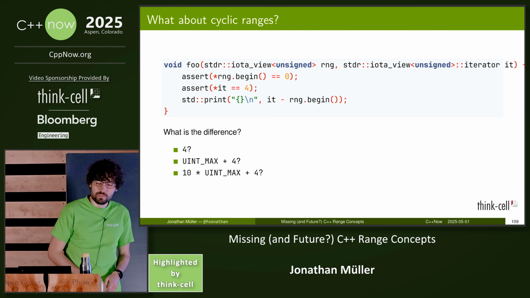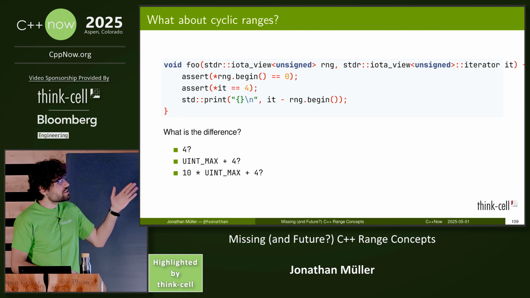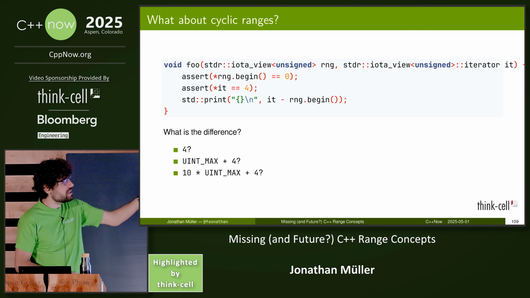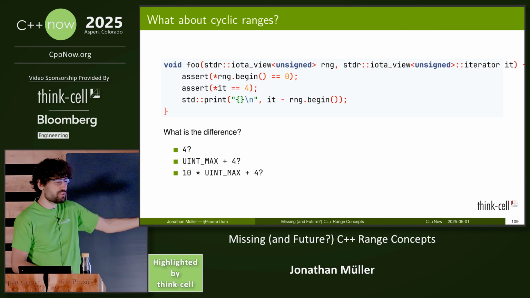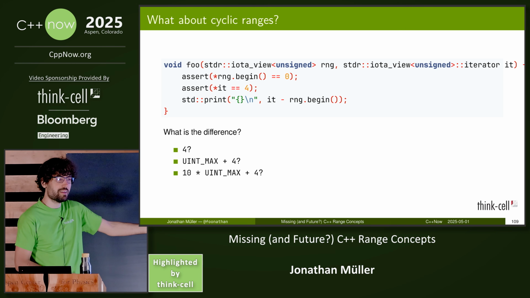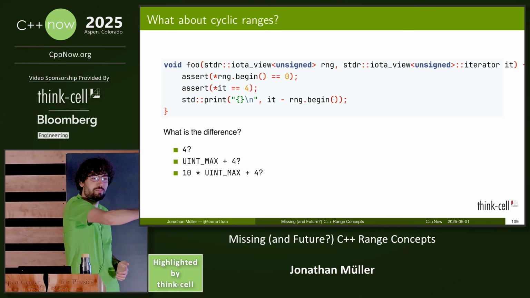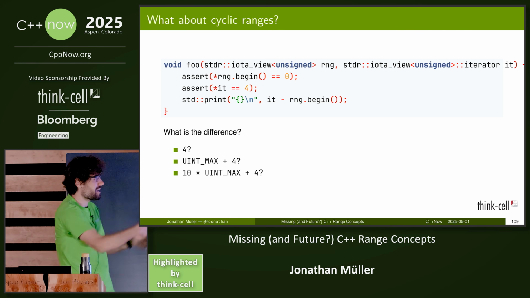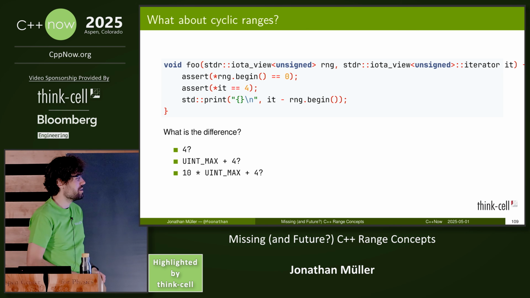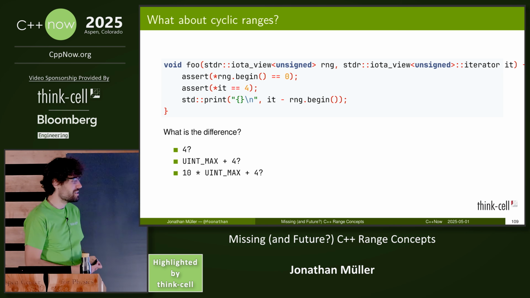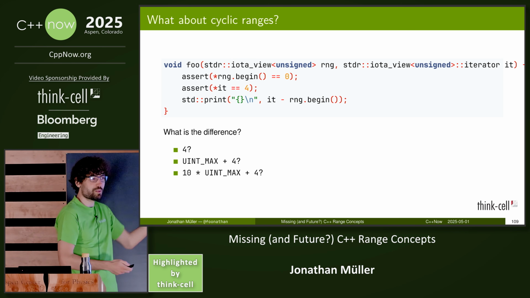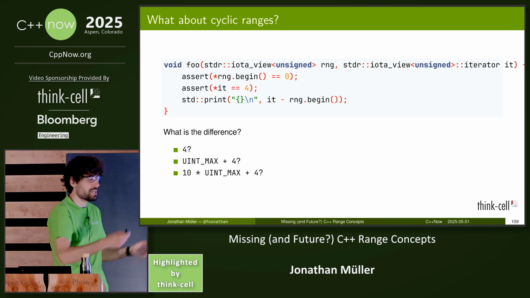But then what about this? So we've got an iota view that starts at 0 and an iterator that is 4. What is the difference? 4, unit max plus 4, 10 times unit max plus 4. It cycles. We could keep going over and have an arbitrary modulo. So we probably want to say that the difference type is the lowest difference, because the unit max, what does it bias, right? It's fundamentally cyclic.